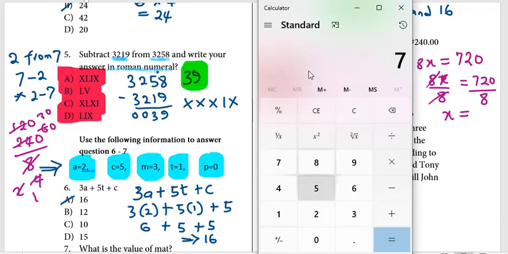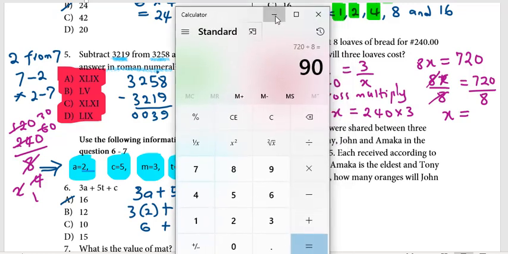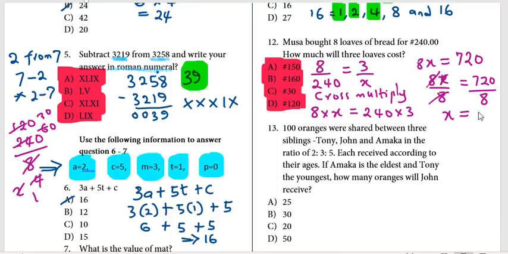720 divided by 8. Oh, we'll have 90 as well. We'll have 90. So you see, the first method was correct as well. So we still got 90. Okay, and that's it. Let's go for question number 13.